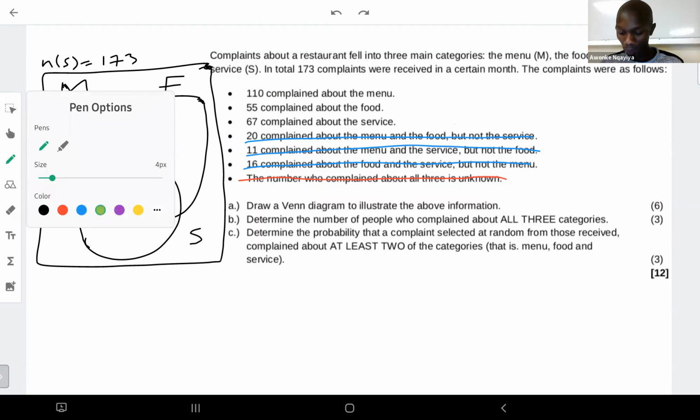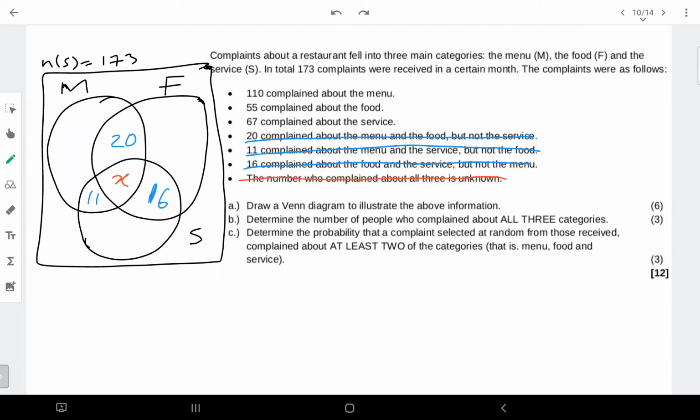Go through it again, sir, because some of us, our network is lagging. Okay, I will say it again. The reason why we do not put that 110 over there is because they said 110 complained about the menu. That means the bigger circle of the menu, all of that big circle. So we have to accommodate for the 20 that is already there in that circle. We have to accommodate for X that is already there in that circle. We have to accommodate for 11 that is already there in that circle. We have to accommodate those things in that 110 by subtracting them.